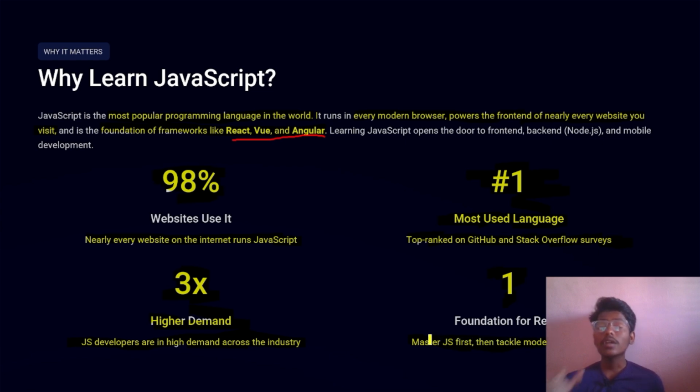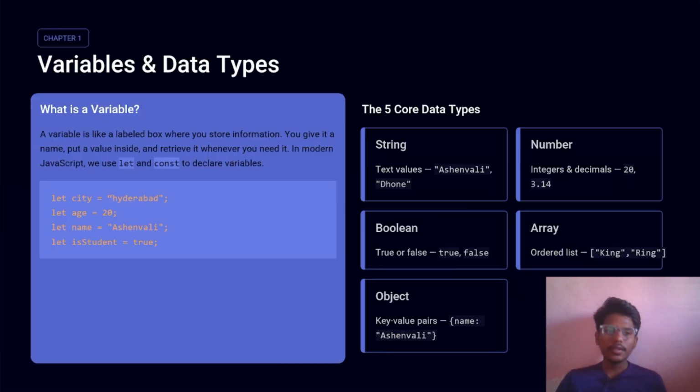What is this saying here? It is saying master JavaScript first, then tackle the modern frameworks. Whichever framework you want to learn, firstly you need to learn JavaScript, then you can master the frameworks. Next, let's go to the topic.